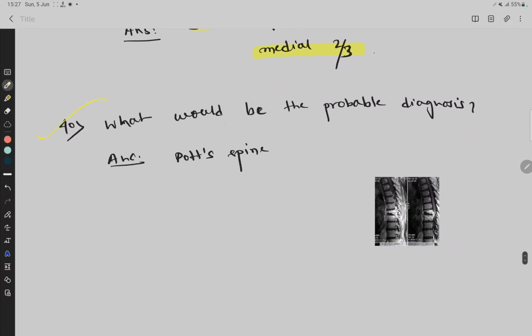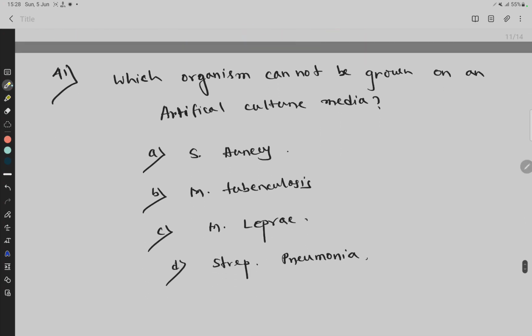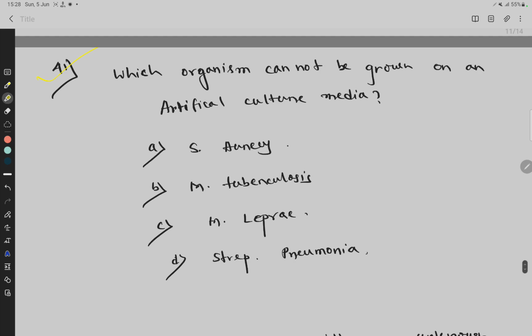40 number question, what would be the probable diagnosis? And this is a MRI picture of spine, and the right option is Pott's spine. 41 number question, which organism cannot be grown on an artificial culture media? The right answer is Mycobacterium leprae.